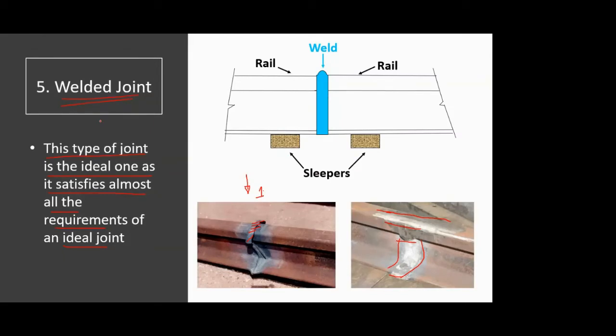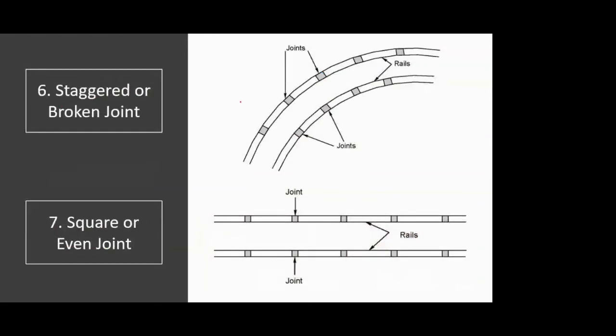So we will be having a detailed discussion on this welding in the next lecture, but for now you just have this kind of joint. Then the next type, you have two types. One is staggered or broken joint, and another is square or even joint. Now you can very well make out the difference between the two types of joint.